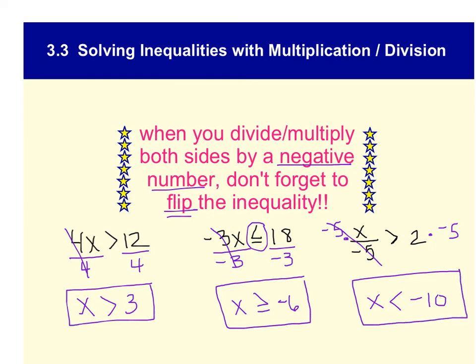So this deserves big stars in your notes. It's really easy to do. You know, we just quickly flip the inequality, but that also makes it really easy to forget. So you want to be very careful when you're multiplying or dividing both sides by a negative number to flip that inequality.